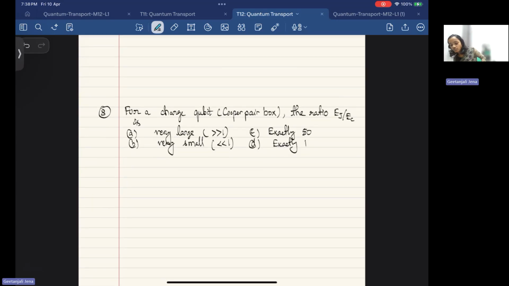Question number 8. For a charge qubit, which is the copper pair box, the ratio EJ by EC is option A, very large, which is much greater than 1. Option B, it is very small, or option C, it is exactly 50, or option D, it is exactly 1. So for a robust charge qubit, EJ by EC should be less. So the charging energy should dominate over the Josephson energy. So option B is the answer to it.